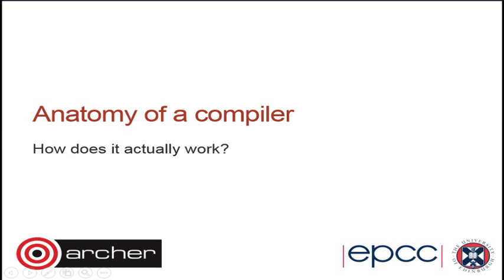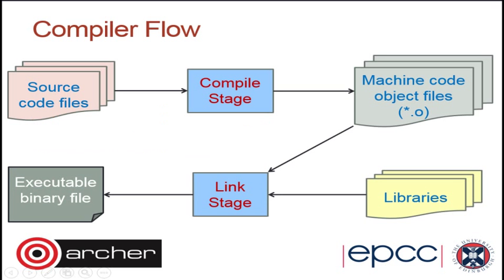So the anatomy of a compiler, how does it actually work? We start off with our source code files, like in these different practicals, and then we run them through the compiler to eventually get our executable binary file. And there's a number of different things happening here. Firstly, I'm just going to talk about this compilation stage, which is up here.